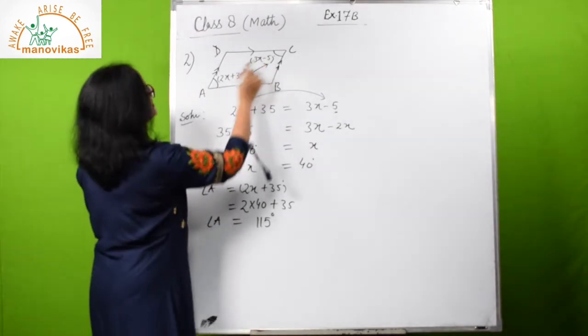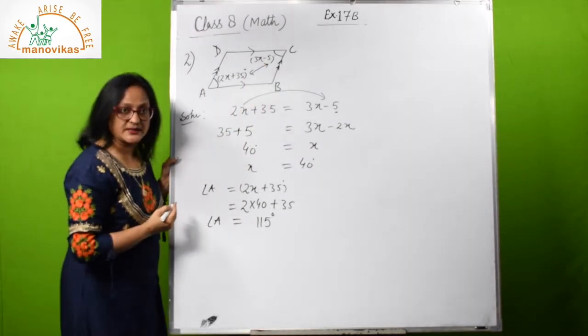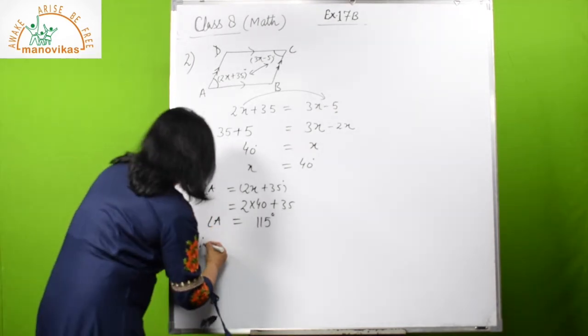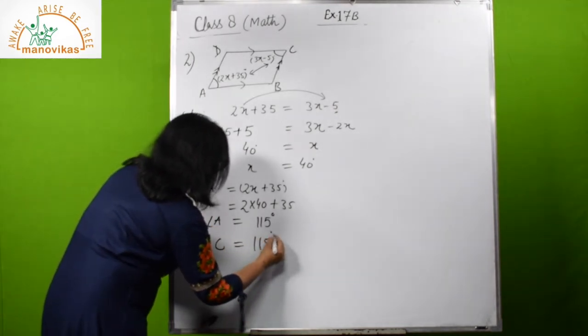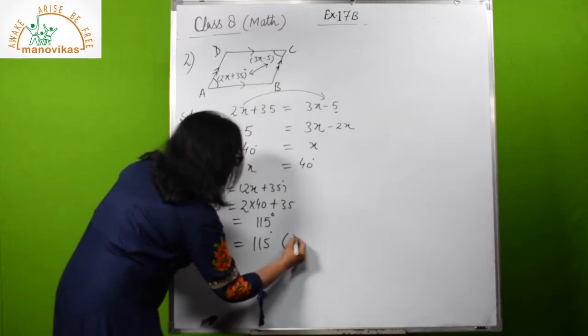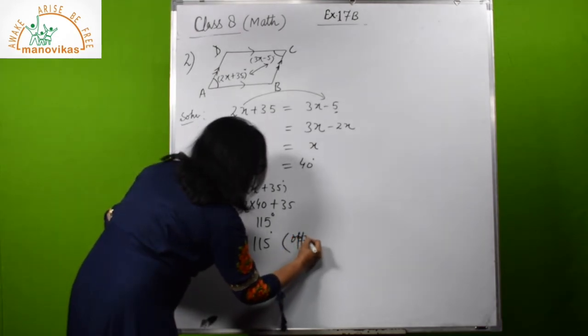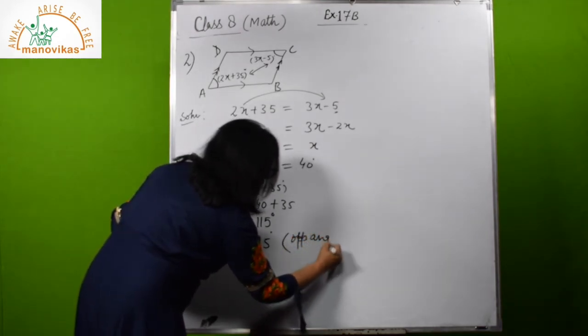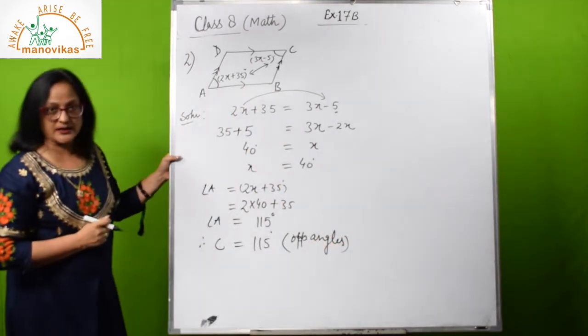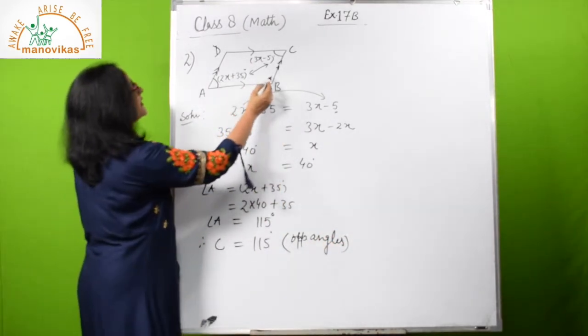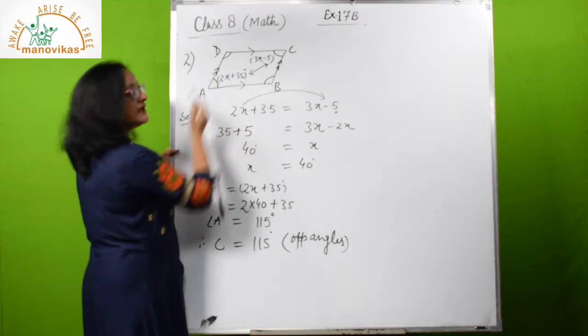And because C and A are opposite angles, they will be equal. Therefore angle C is also equal to 115 degree. Opposite angles. Because they are opposite angles, so they will be equal. So here we have used the same property of opposite angle. Now you have to find angle B and angle D.